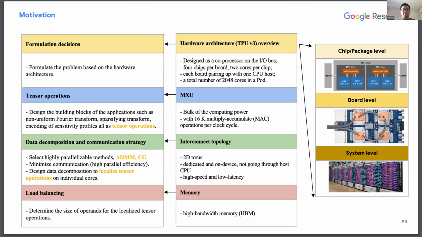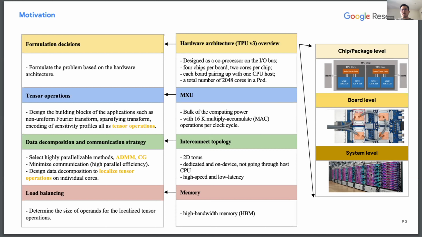In TPU, there's a unit called the MXU, matrix multiplication unit. The MXU provides the bulk of the computing power. For TPU v3, every single clock cycle, there are 16K multiply accumulate operations. Those TPU cores or chips are connected as a 2D torus, so the interconnect topology is 2D torus based. The interconnect of the 2D torus network is dedicated and on device, which means it doesn't go through any host CPU. And TPU uses high bandwidth memory.